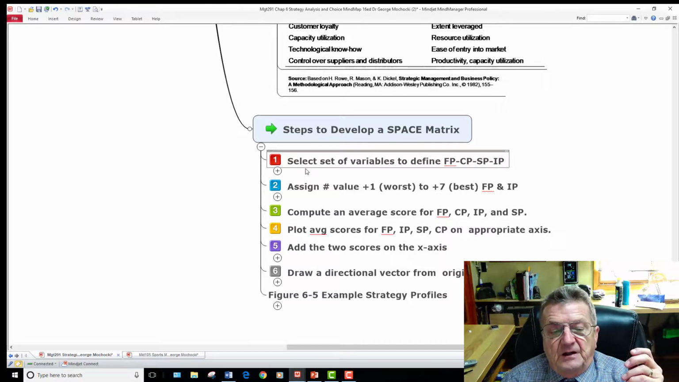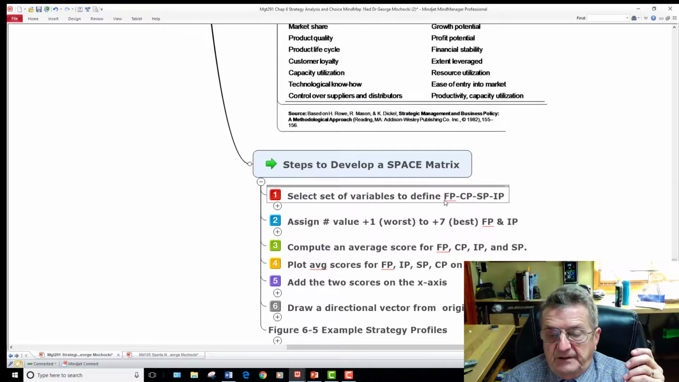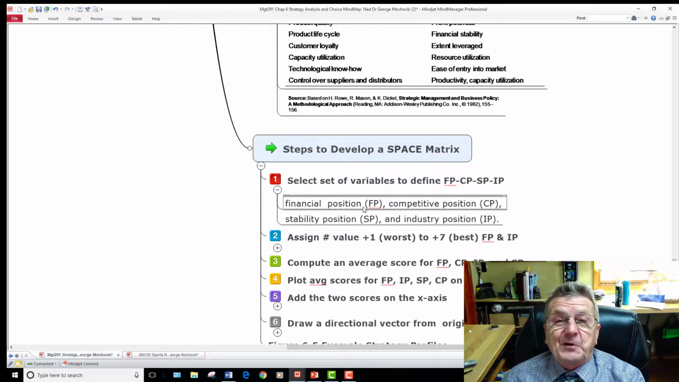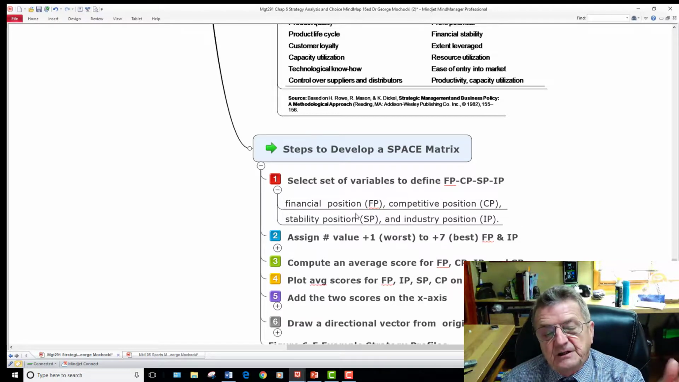Okay, steps. Select the variables to define. Remember, you had the financial, the competitor. I even forgot some of them. All right, that's okay. What do I have in here? Here we go. I knew I put them in here someplace. I would remember just more the finance, the competition, stability, position in the industry.